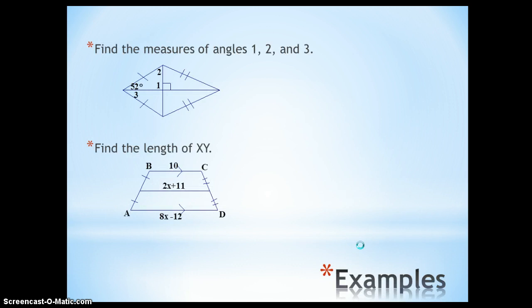So let's look at some examples. Find the measures of angles 1, 2, and 3. Because I know that the diagonals of a kite are perpendicular, angle 1 is going to be 90 degrees. Angle 2 is part of a triangle, and angle 1 plus 52 plus angle 2 has to give me 180. Well, 52 and 90 is 142, so 180 minus the sum of 52 and 90 is 38. Angle 2 is going to be 38. Angle 3 is going to be 52.